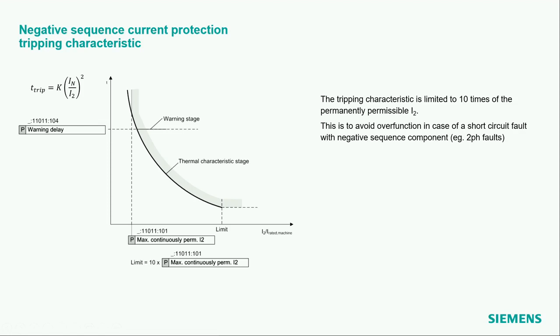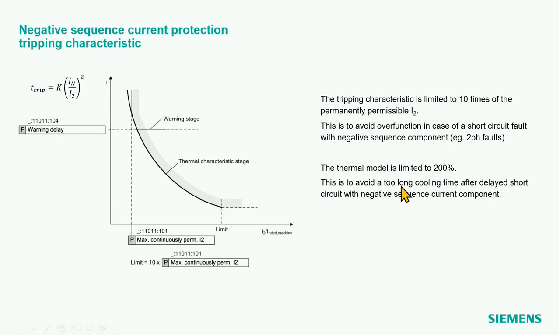Not infinite, but a very big time, so that the temperature comes down again if the short circuit is gone, for example. Therefore, we also limit the model to 200%. So it is working in the range of maximum 100%, but not more. So it's not a protection against short circuits, basically. Therefore, we have these limits on the ends again.